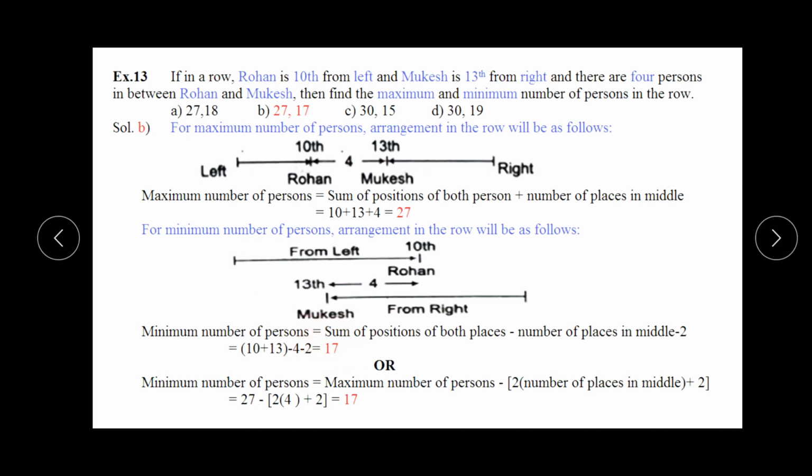Or the other way, the second method. What is the second method? The second method is from the maximum number of persons. The maximum number of persons is 27, minus twice these middle persons. Twice these middle persons means 4 multiplied by 2, that is 8, and these two positions, this position and this position. 8 plus 2, that is 10. 27 minus 10 is equal to 17. This is the minimum number of persons.